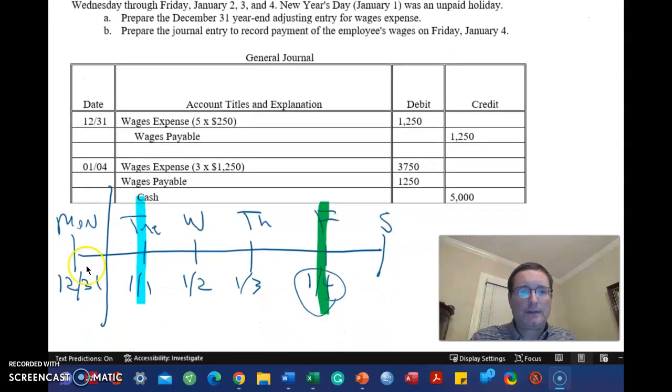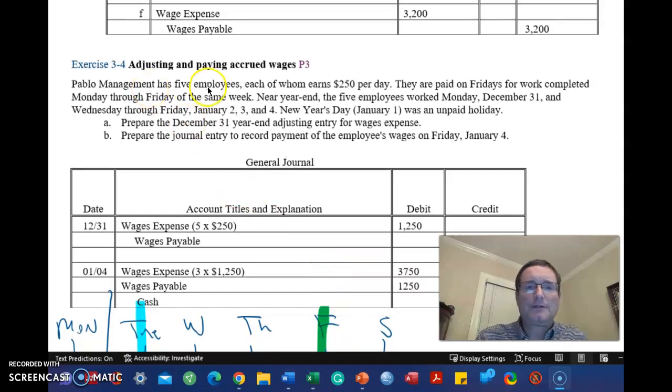Let's look at the calendar. I've got a timeline drawn out. Let's read the problem. There's 5 employees, everyone makes $250 a day. Nobody makes more or less, all $250. Paid on Fridays for work completed Monday through Friday.